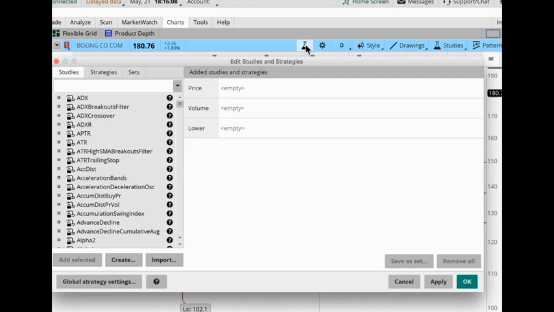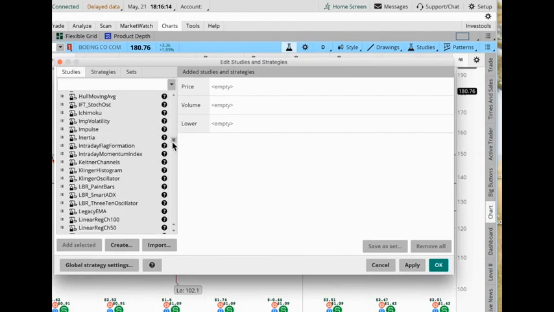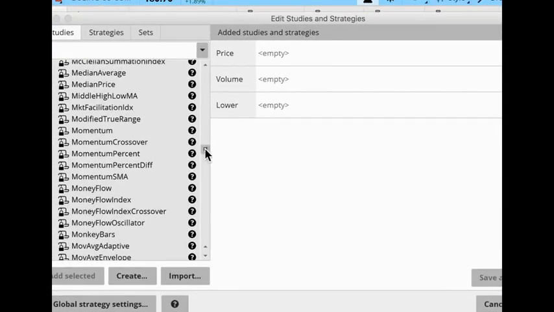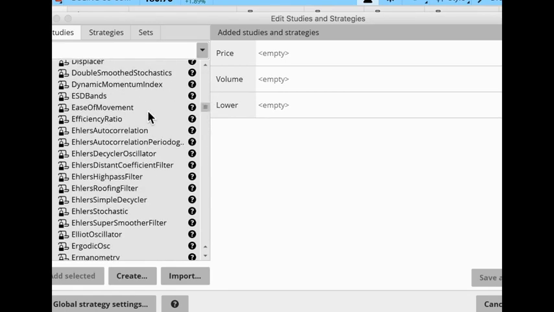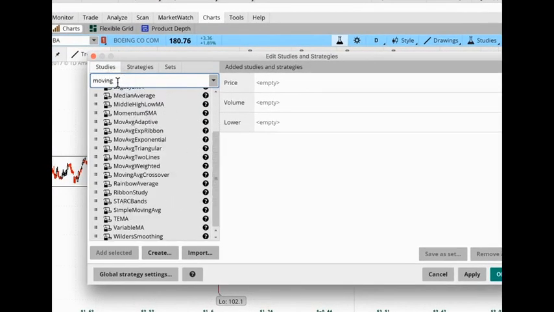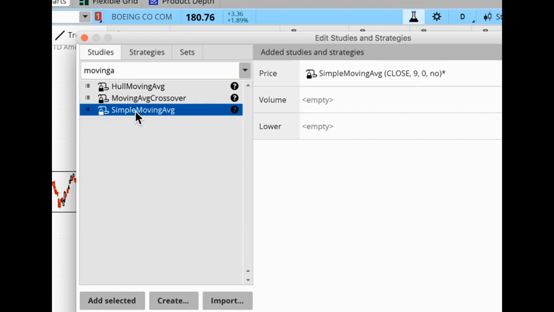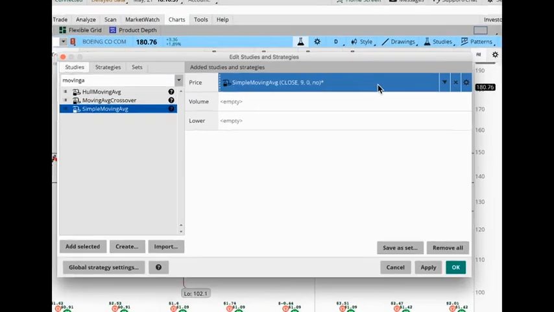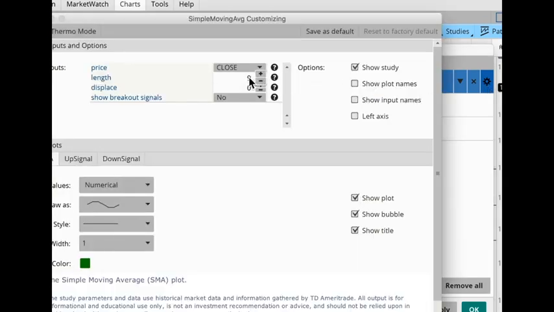So I'll go to what we call studies, or we call them indicators. And again, there are over 300 indicators that we will learn. Some of them, not all of them, are useful. One of them would be called moving averages. You can always search for them, so put in moving average. There you go, you see simple moving average. So you double click and it appears over here. By default, they give you the 9 simple moving average. I want to change it to, for example, the 50 moving average. So I'm going to click on this edit widget. There we go. Change to 50.